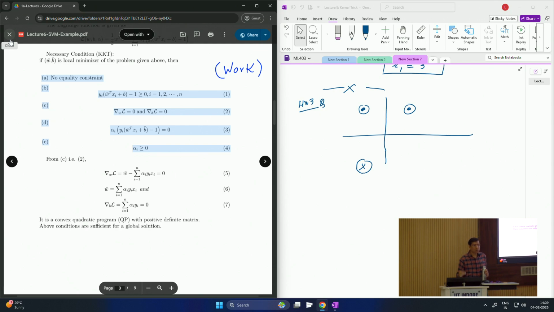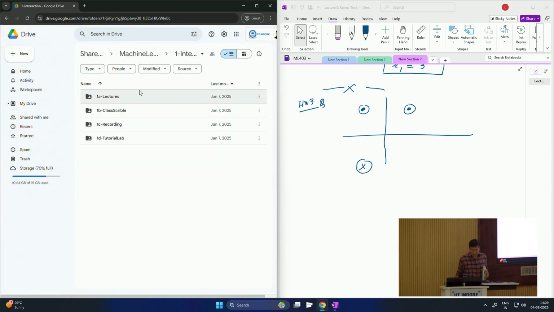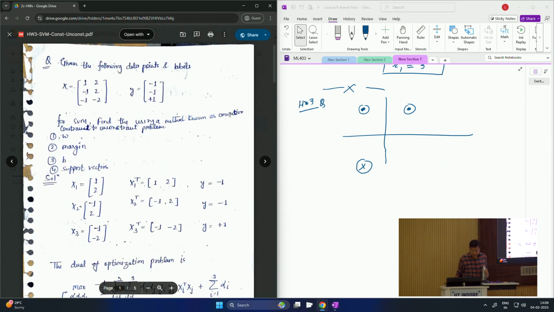So in the first homework problem, we are going to just find the gradient of the Lagrangian, convert the problem to an unconstrained one, and then make the gradient equal to 0. Is that okay? So that is what is done in the first homework problem. So we go back to offline. Homework, first problem, constrained and unconstrained. That's why it's written: find using the method known as conversion of constrained to unconstrained.